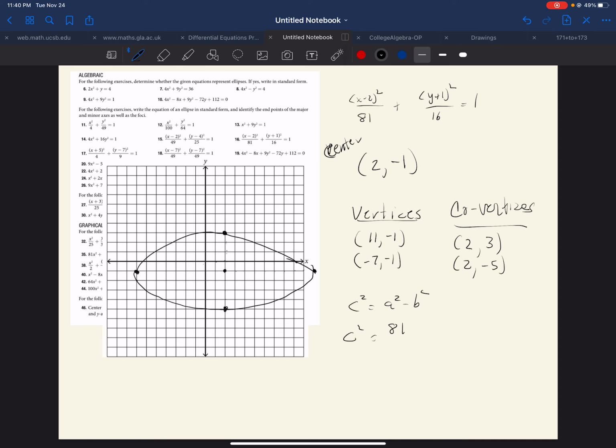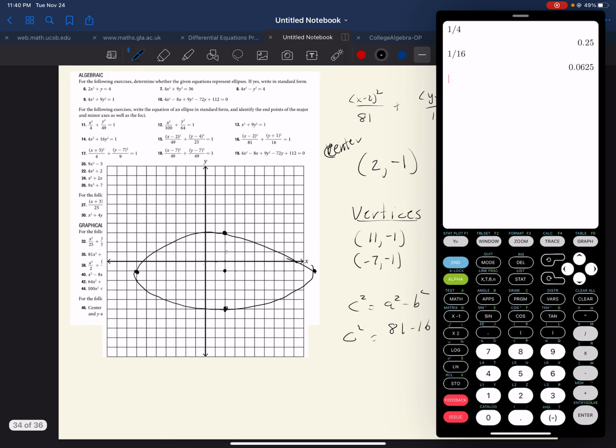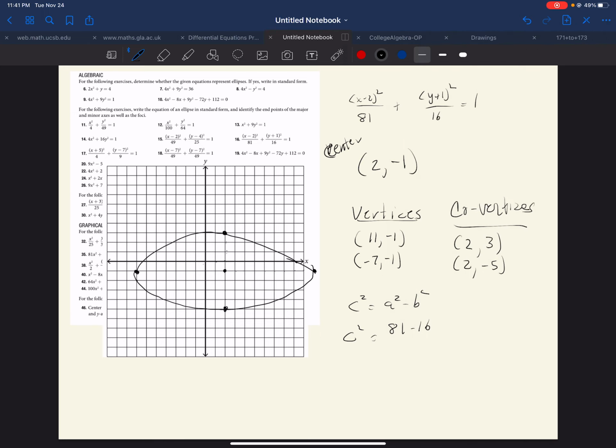So for us, it's the 81 minus 16. And if I take 81 minus 16, that's 65. And if I square root 65, oh, that I don't think that'll do it. But 4 times 13, no. 65 divided by 4, no. Okay, well, so c squared is 65. If I square root, c should be root 65.